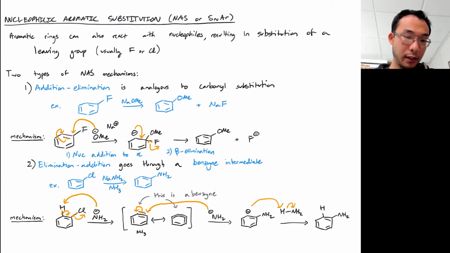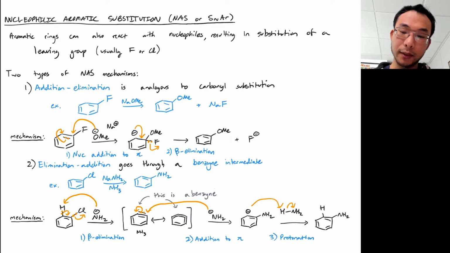So again, just to be clear, what we're doing here is we're first doing a beta elimination. So we're deprotonating and at the same time eliminating a chloride. In the second step, we're now adding to the pi bond. And then finally, because of the order that this all takes place, we need to reprotonate the anion. That gets us to our final product.